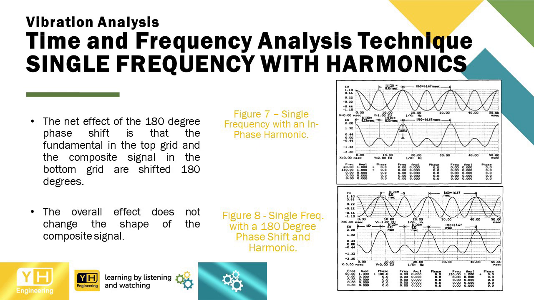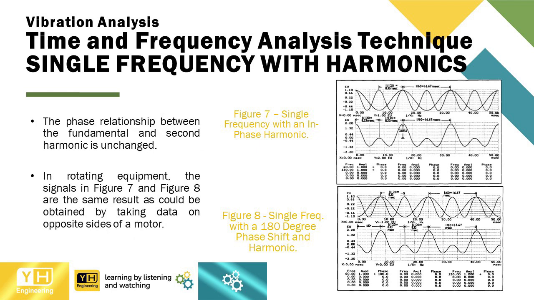The net effect of the 180-degree phase shift is that the fundamental in the top grid and the composite signal in the bottom grid are shifted 180 degrees. The overall effect does not change the shape of the composite signal. The phase relationship between the fundamental and second harmonic is unchanged.